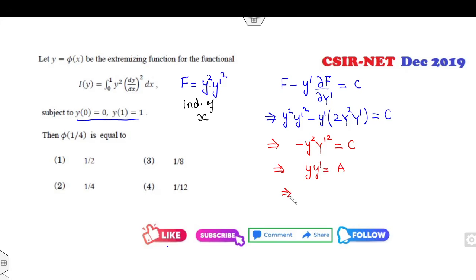Fine. So then I can write this quantity as dy over dx. Then I can integrate them. It's y square over 2, it's 2 times a x plus constant b.